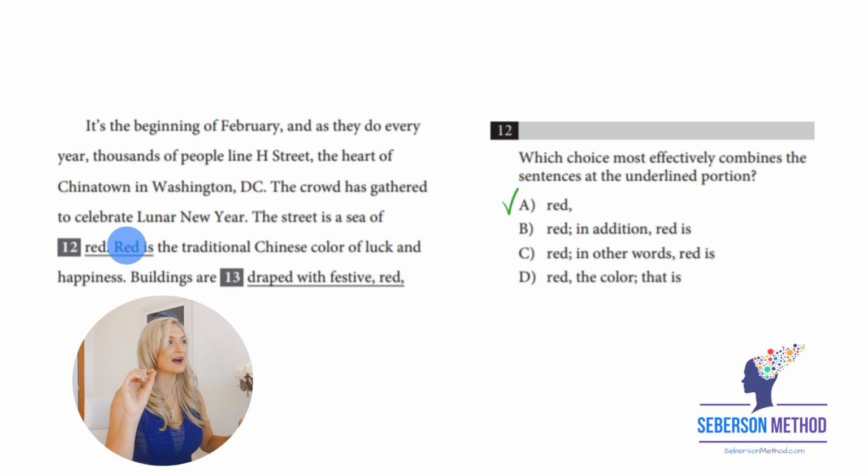We're going to put a comma after red, and we're just going to say the traditional Chinese color of luck and happiness. That is going to be the definition of red, and that is the most effective way to combine these 2 sentences. There's no repetition of pronouns. There's fewer punctuation. There's fewer words because we are actually getting rid of 2 additional words, and the meaning stays the same.